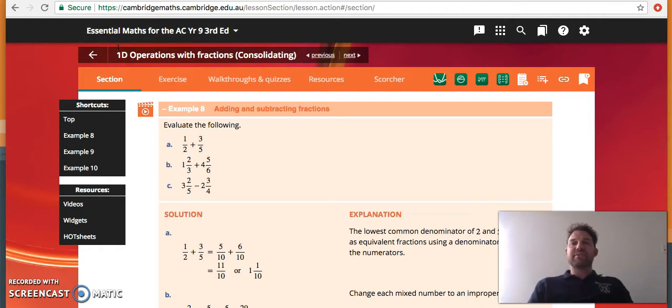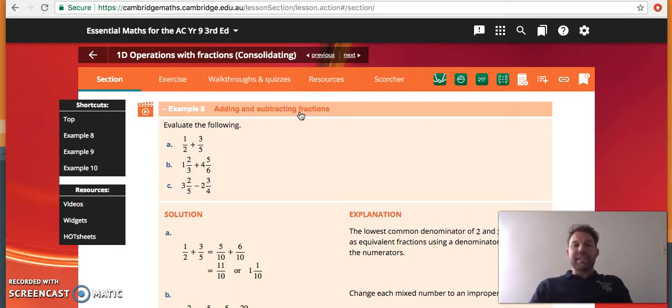Welcome back. Here's Drake's tutorial for 1D operations with fractions. When we're talking about operations, we mean adding, subtracting, multiplying, and dividing. You're going to use the same method for adding and subtracting fractions.